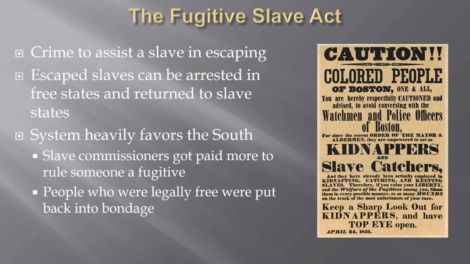And it's a little worse than that because the system heavily favors the southern states. These slave commissioners were appointed to act as judges in these cases and to rule on whether or not people who were captured by federal marshals or bounty hunters were actually fugitive slaves. But the problem with the system is these slave commissioners got paid more to rule somebody was a slave than to rule that they were a free person. So there's a lot of corruption in the system, and lots of people who weren't even fugitive slaves get put into bondage because of this system.